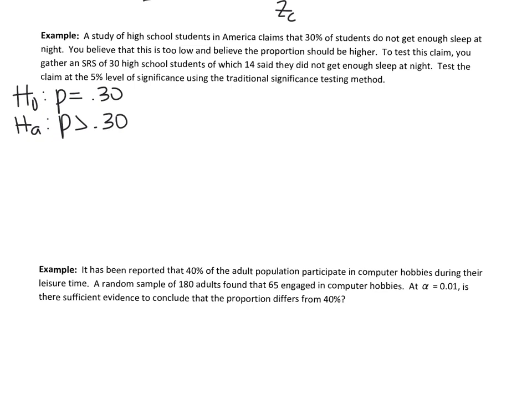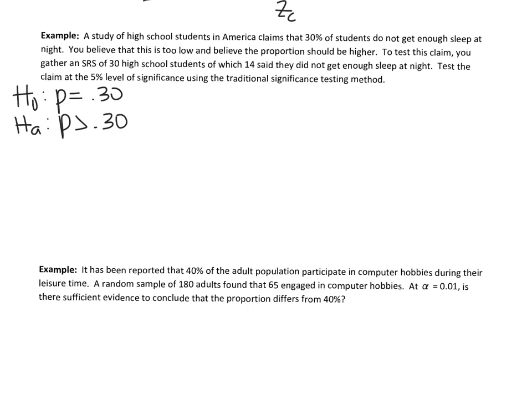Now, 30% of 30 is actually 9, which is not greater than or equal to 10, but we're going to go ahead and assume it is normal for our purposes. And then 70% of 30 is 21, which is greater than or equal to 10. So we're going to just assume it's normal.